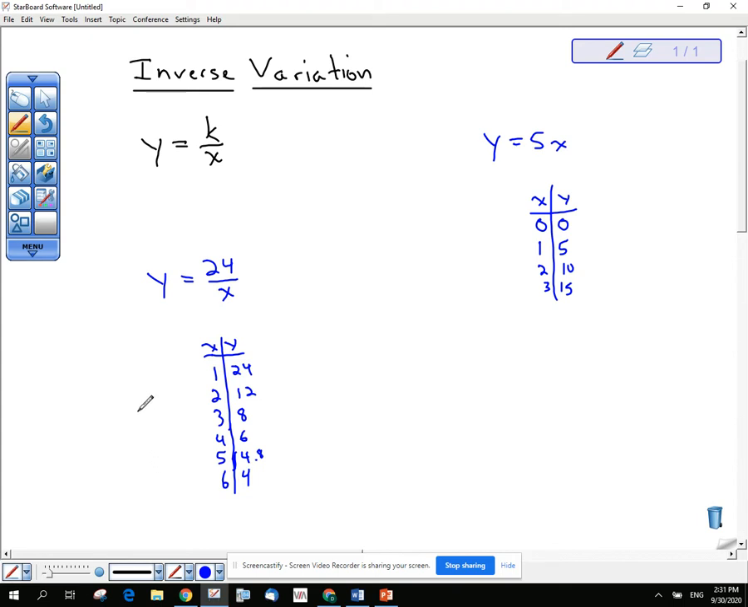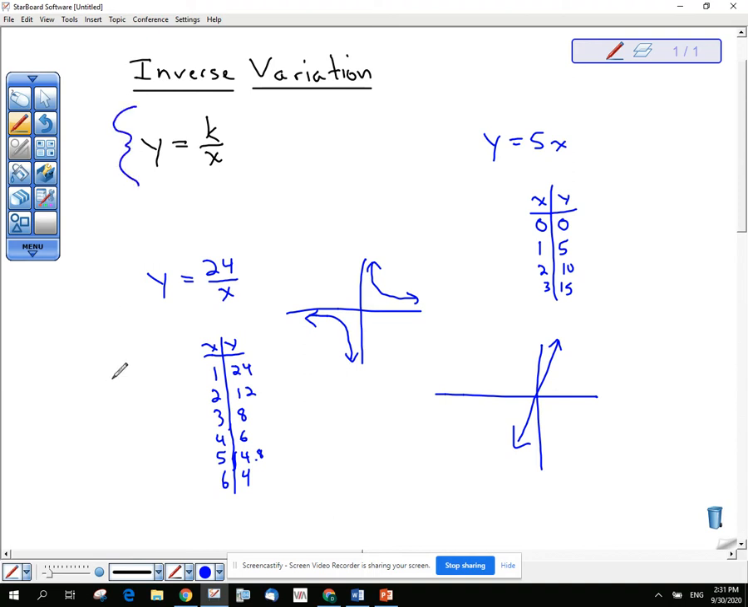So this is inverse variation, and the relationship is not linear. The relationship on this one, y equals 5x, is linear. The relationship on this one, the graph actually looks like this. And considering the negatives, it actually is in the third quadrant as well. Now, we're not going to get too much into the graph. We really only are going to focus on this right here. But that is inverse variation.